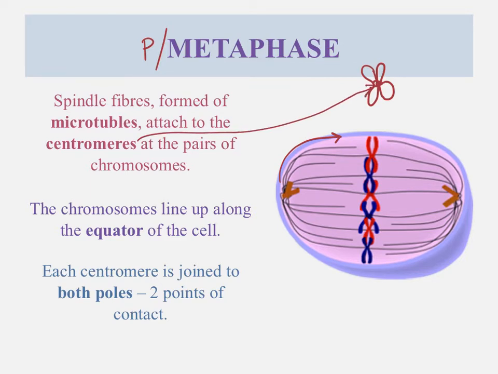You can also see that if I flick back quickly to metaphase, the chromosomes have started to line up at the centre of the cell. This is called the equator.